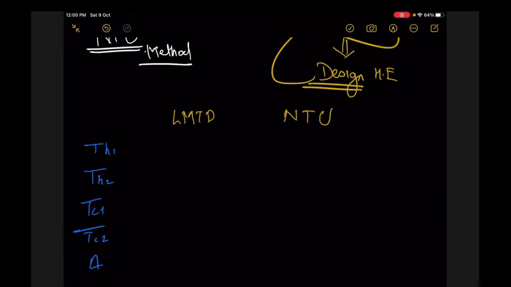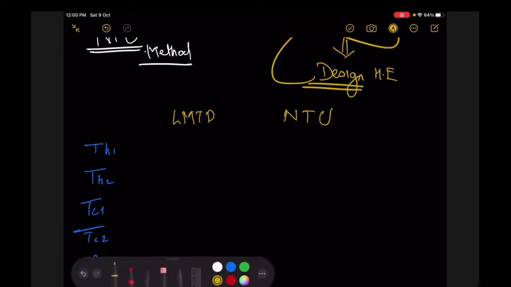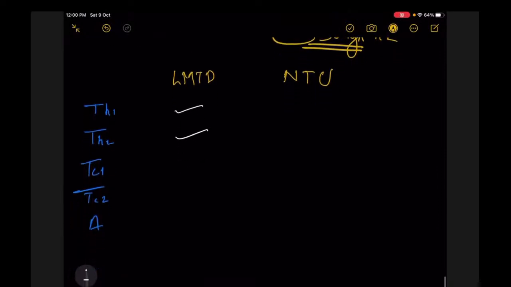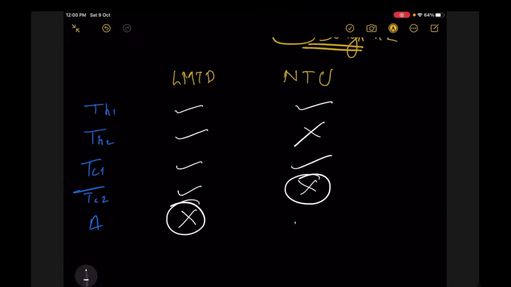In the LMTD method, TH1 is given, TH2 is given, TC1 is given, so you can easily calculate TC2. If not given, you can easily calculate it, but area is not given. In the NTU method, TH1 is given, TC1 is given, TH2 and TC2 are not given, but area is given. So what is the difference then? The NTU method is used after some time. It is not used for designing.